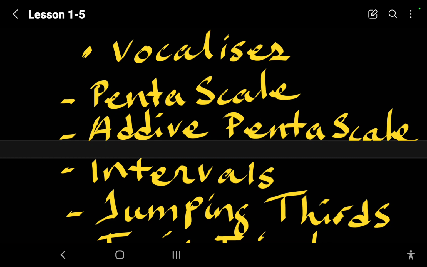Did I do that right? Additive pentatonic. Okay, I totally screwed that up. I'm going to have to figure out how to cut videos real soon because this is really frustrating me.